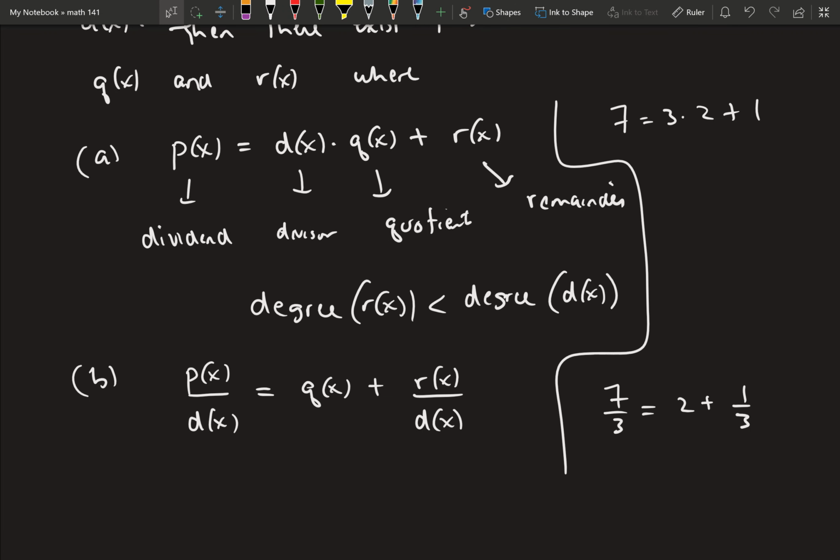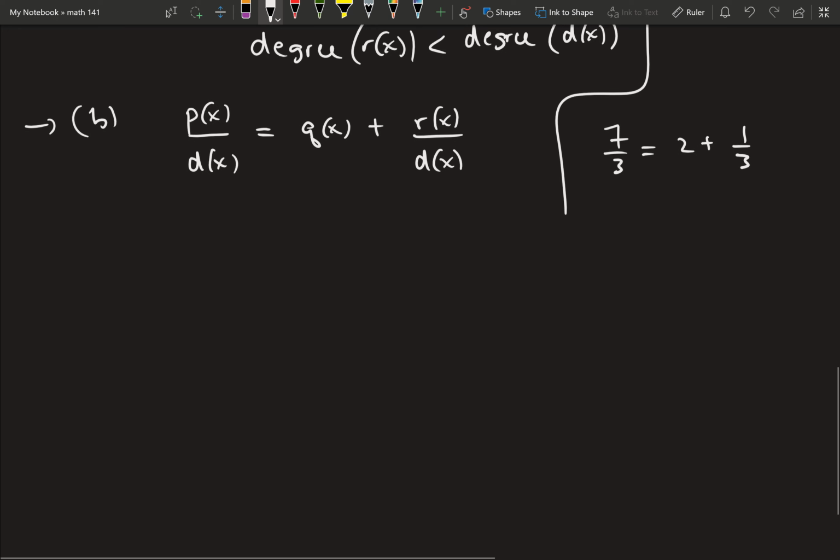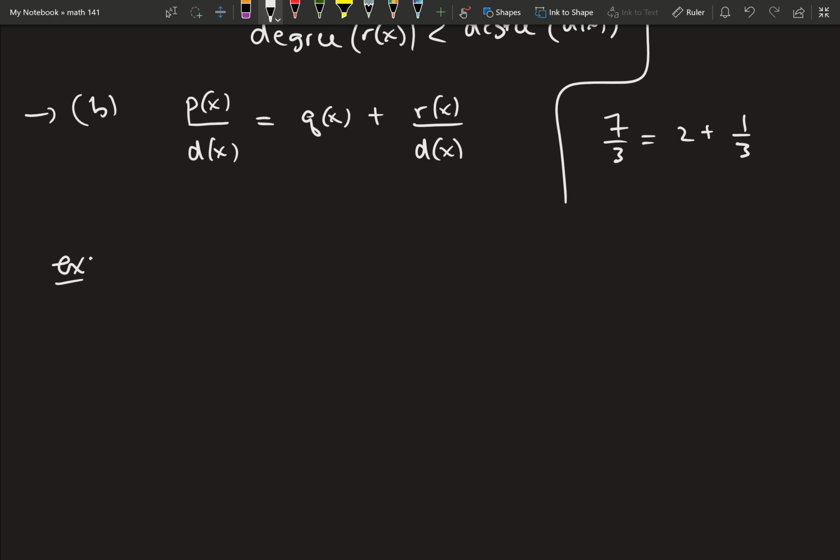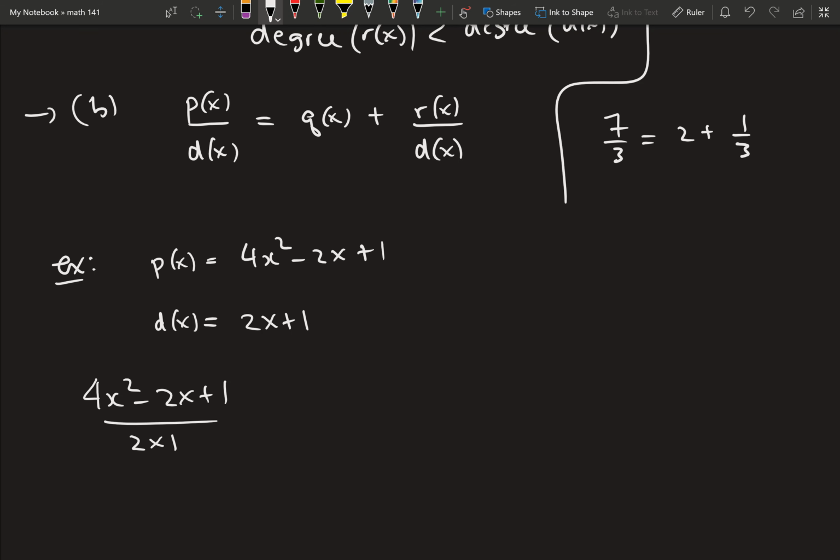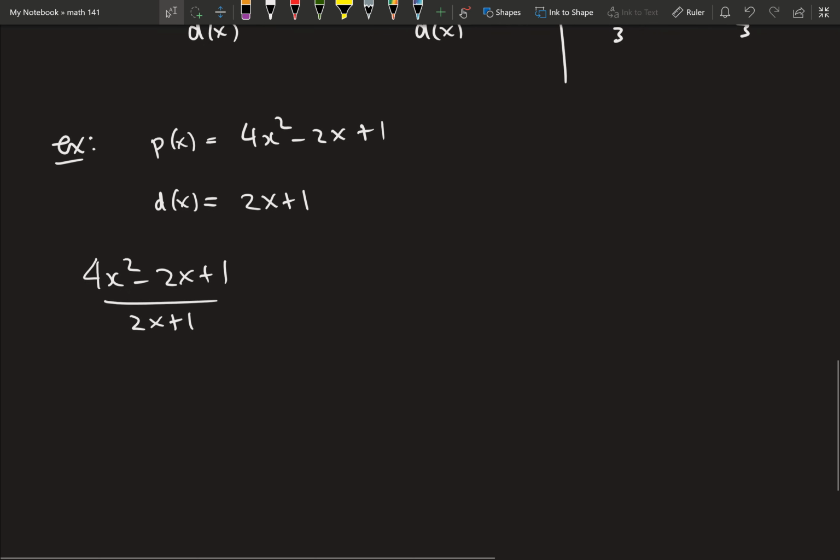Okay, so whenever we do problems, we're going to write down the solution in both forms A and B. So let's do an example, and we'll write down the solution in both those forms. So let's say p of x is 4x squared minus 2x plus 1, and d of x, what we're going to divide by, is 2x plus 1. So we're essentially looking at the quotient 4x squared minus 2x plus 1 divided by 2x plus 1. And our method here is going to be what's called long division.